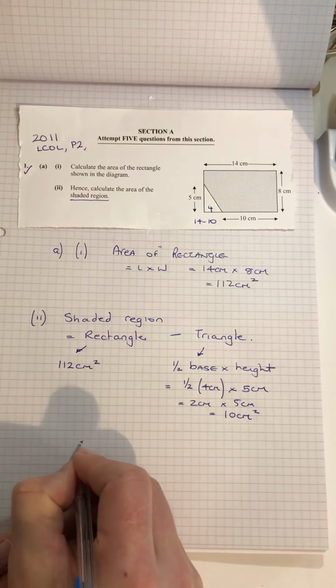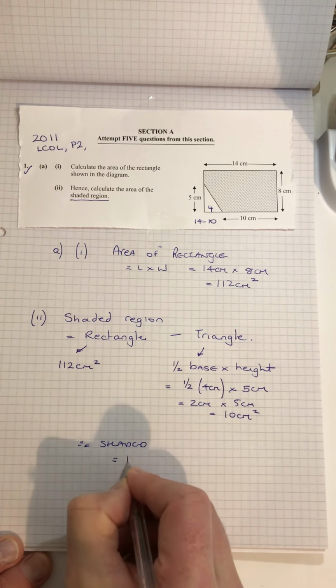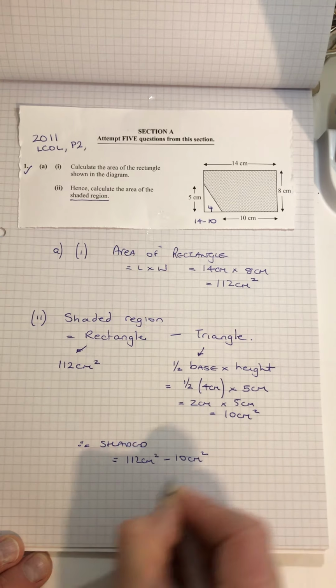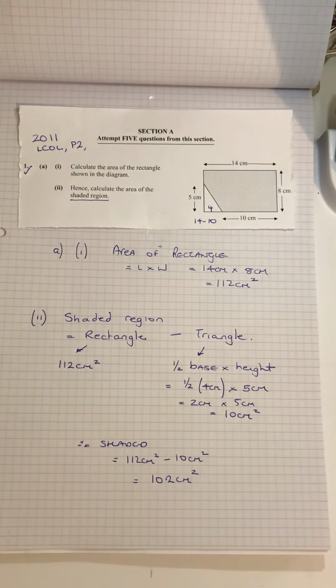So therefore, the shaded region is equal to 112 centimeters squared, take away the 10 centimeters squared, which is equal to 102 centimeters squared. Okay, so that's part A, question 1. And that's a question well worth getting full marks on.